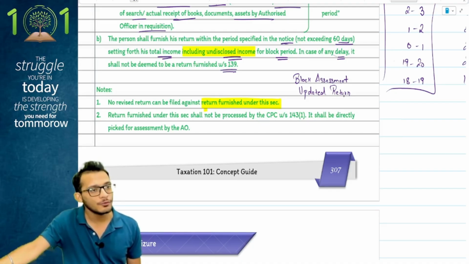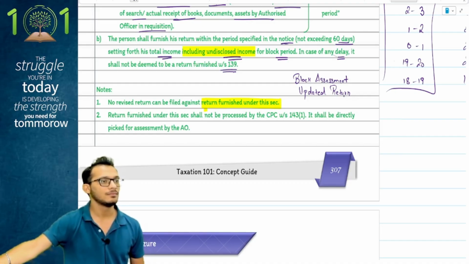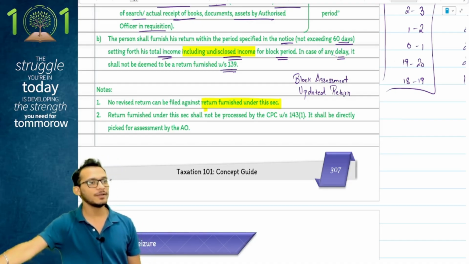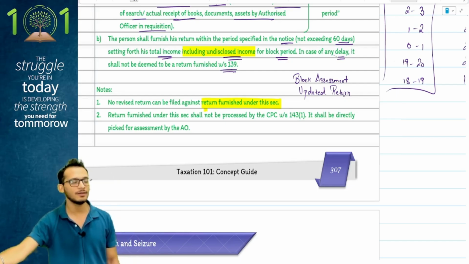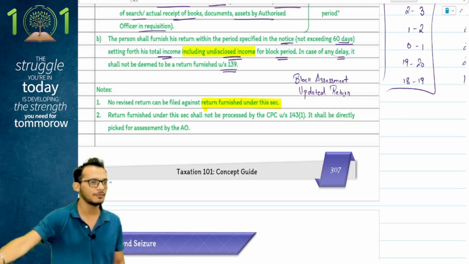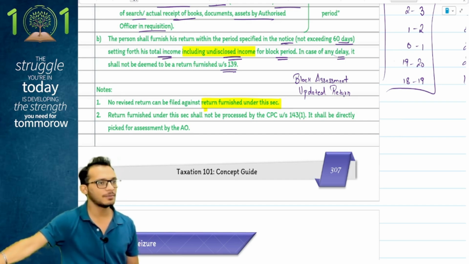In that whole 24 months, you can only file one updated return per year. For each assessment year, only one updated return can be filed. If you file it within 12 months, you'll get 125% penalty. If you file it within 12 to 24 months, it'll be 150% of penalty. You cannot come and say at 12 I'll file one and at 24 I'll file one. One updated return per year.